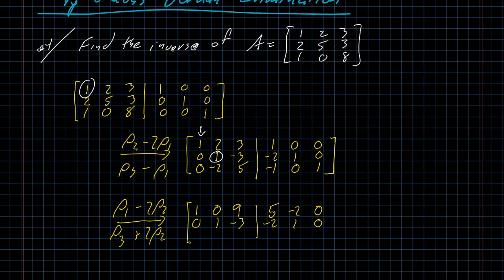The third row, I am adding twice the second row. So 0 plus 0 is 0. Negative 2 plus 2 times 1 is 0. 5 plus 2 times negative 3. 2 times negative 3 is negative 6. 5 plus negative 6 is negative 1. Negative 1 plus 2 times negative 2 is going to be negative 5. 0 plus 2 times 1 is 2, and 1 plus 0 is 1.